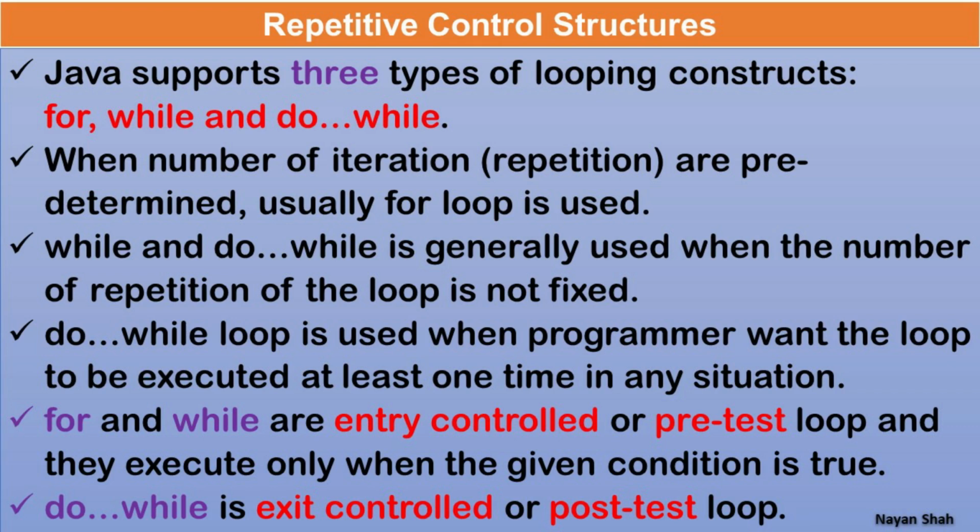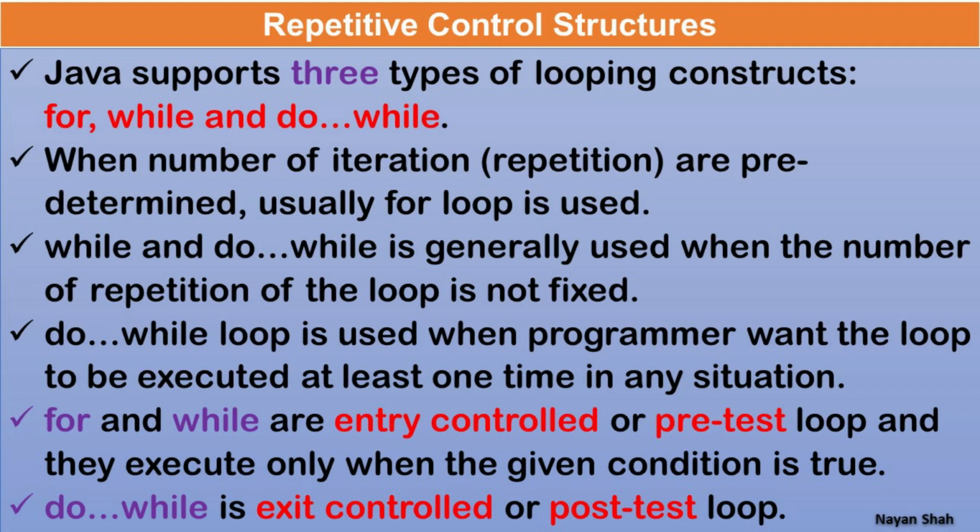Now what is the difference? In which circumstances is which loop used by a programmer? When the number of iterations, that is, how many times you want to repeat certain statements, is predetermined, usually a for loop is used. It means if you are sure that you want to execute a number of statements 10 times or 20 times. So when it is fixed how many times you want to repeat those statements or block of statements, we generally use the for loop statement.